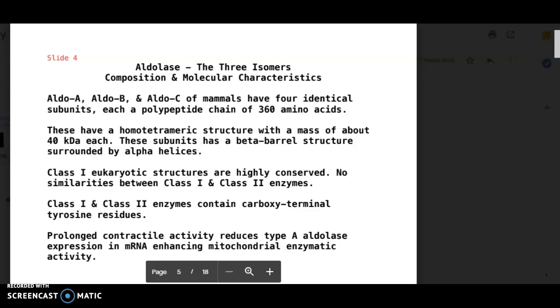In the molecular structure, the primary structures of Class 1 eukaryotic enzymes are highly conserved. However, there are no similarities between the sequences of Class 1 and Class 2 enzymes, as they have separate evolutionary origins. However, both Class 1 and Class 2 enzymes contain carboxy-terminal tyrosine residues that are required for maximal catalytic activity. Prolonged contractile activity reduces type A aldolase expression in messenger RNA by downregulating cytoplasmic glycolytic enzymes and enhancing mitochondrial enzymatic activity.